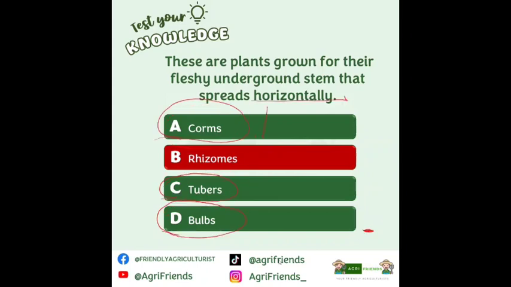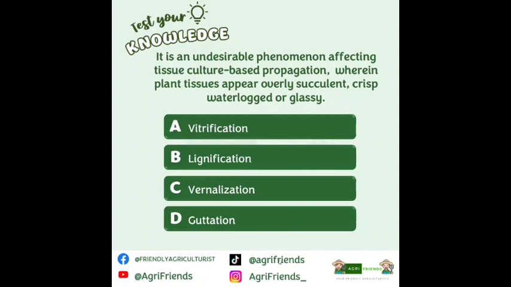Next, it is an undesirable phenomenon affecting tissue culture-based propagation wherein plant tissues appear overly succulent, crisp, waterlogged, or glassy. A. Vitrification. B. Lignification. C. Vernalization. Or D. Guttation. The answer is vitrification or hyperhydricity.